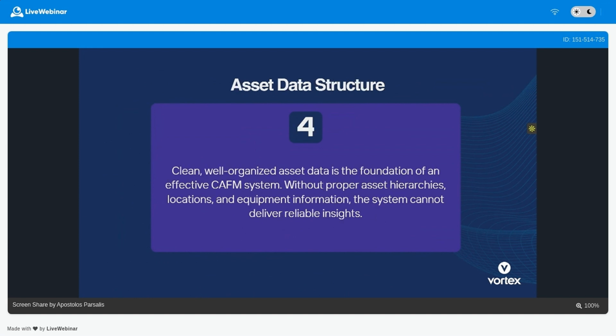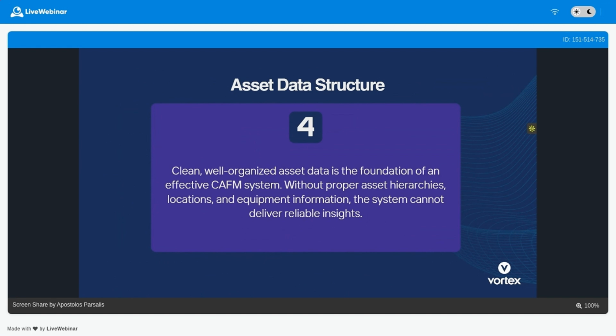Number four is the asset data structure. Again, this is something that we often see. Clean, well-organized asset data is the foundation of an effective CAFM system. Without proper asset hierarchies, locations, equipment, sites, customer sites, if you're serving your customers, the system cannot deliver reliable insights. Okay? So, CAFM systems rely heavily on structured asset information. So every building, floor, system, piece of equipment needs to be clearly defined.